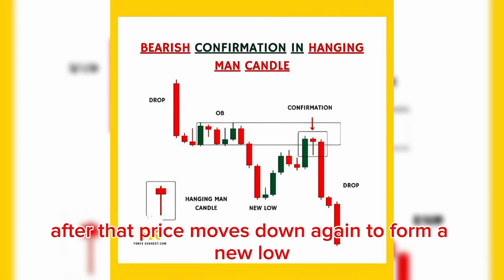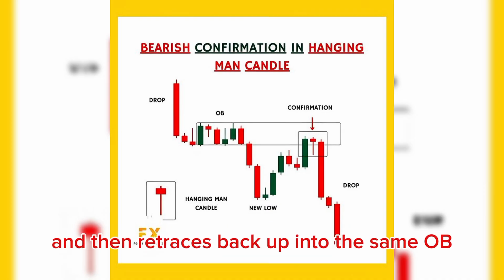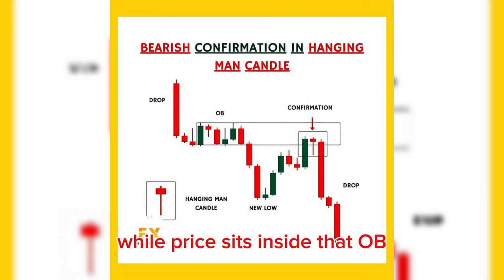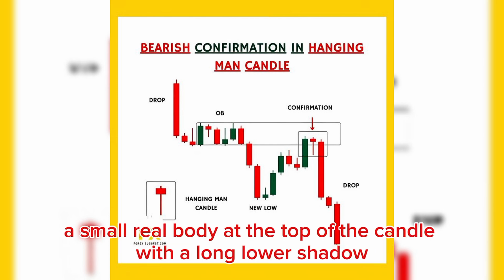After that, price moves down again to form a new low, confirming bearish structure, and then retraces back up into the same OB. This retrace is the setup. While price sits inside that OB, a hanging man candle appears, a small real body at the top of the candle with a long lower shadow.